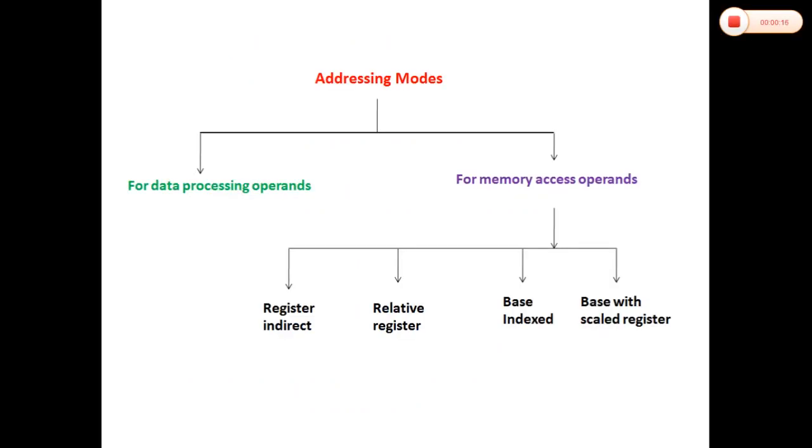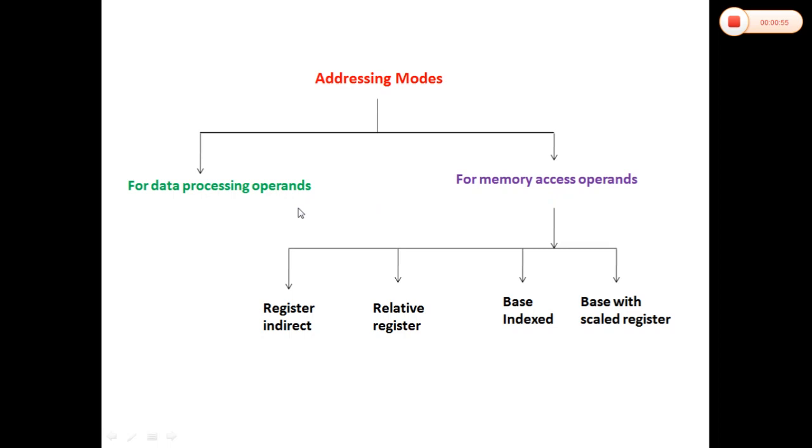First of all, let us discuss the various addressing modes that are used by the different instructions of the ARM processor. The addressing modes of this processor can be divided into two main categories: addressing modes for data processing operands and addressing modes for memory access operands. These addressing modes are applicable to the operands or the data which is present in the internal register file of the ARM processor, while these addressing modes are applicable to the data which is present in the system memory. This memory is outside the ARM processor.